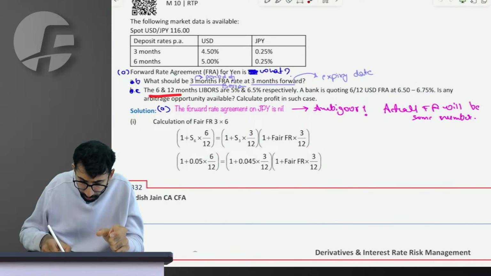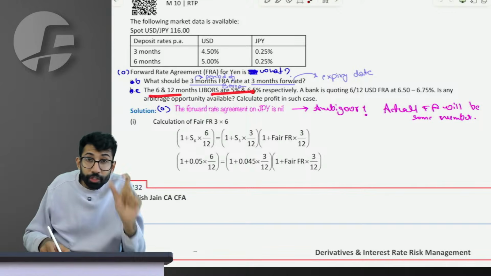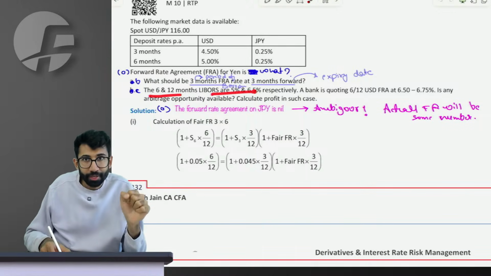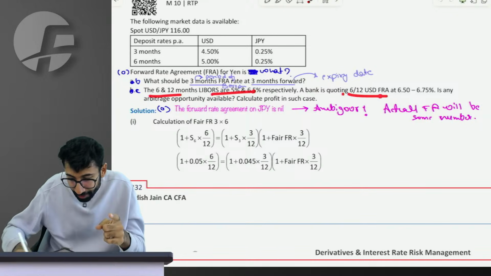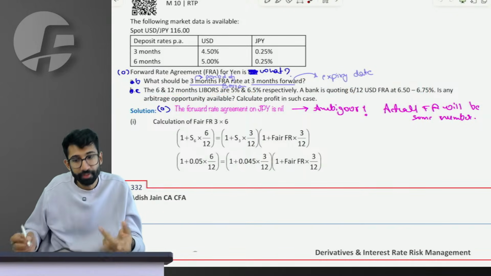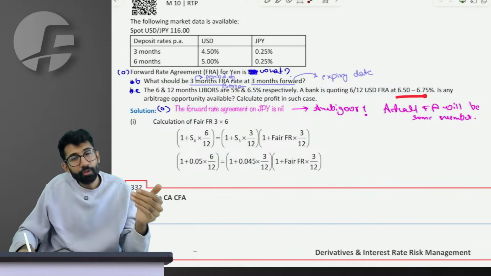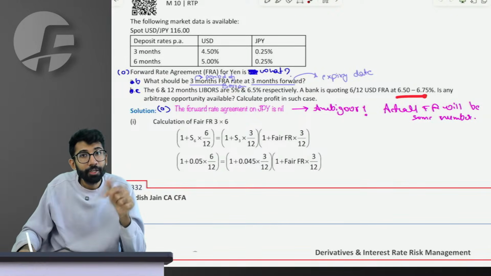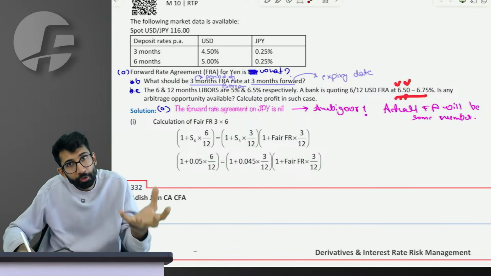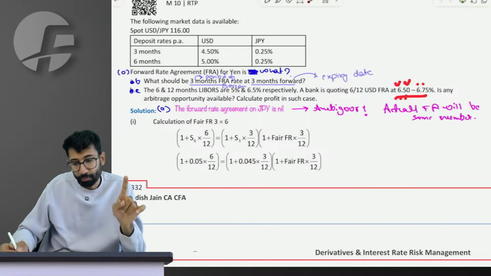Sir, 6-month, 12-month LIBOR given. Using 6-month, 12-month spot rate, we can find out the 6/12 forward rate. Fair. The 6/12 actual forward rate is also given. Sir, why are 2 rates given? When we enter into an agreement to lend to the bank, it will be 6.5. When we enter into an agreement to borrow from the bank, it will be 6.75.